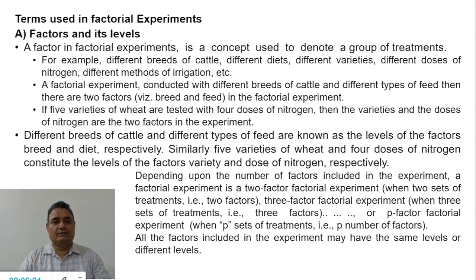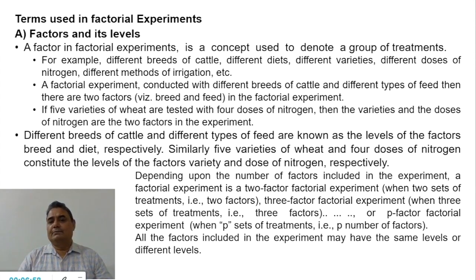They are all factors. In a factorial experiment, if it is conducted with different breeds of cattle and different types of feed, then there are two factors. Breed and feed are the factors in that factorial experiment. If 5 varieties of wheat are tested with 4 doses of nitrogen, here variety and doses of nitrogen are two factors in this experiment. Now we are coming to levels.